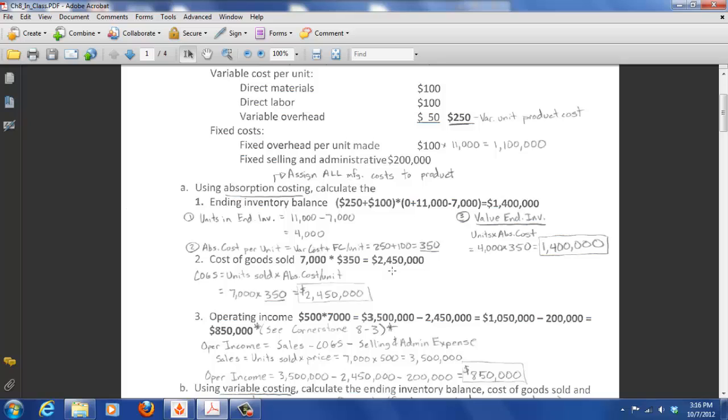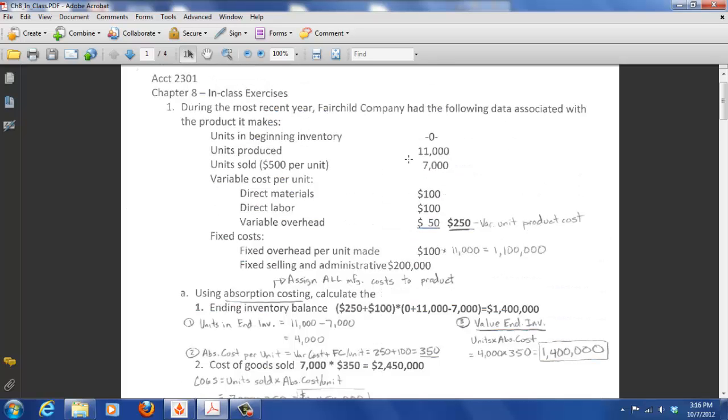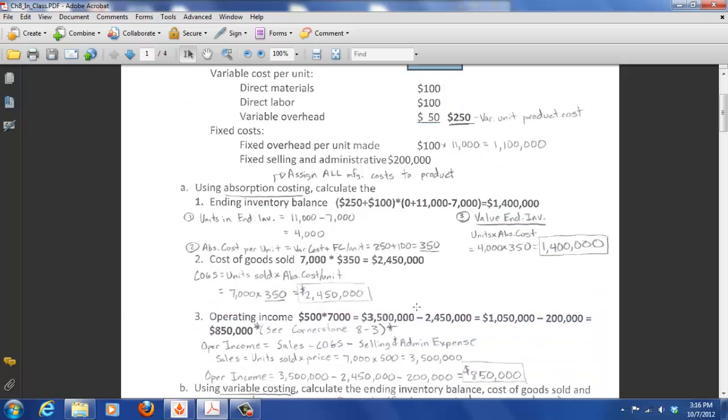We can also think about the cost of goods sold. In this case, we want to look back up and remember that 7,000 units were actually sold. We've already calculated that absorption cost per unit, so we can multiply the number of units sold times that 350, and the cost of goods sold in this case for absorption costing is 2.45 million.